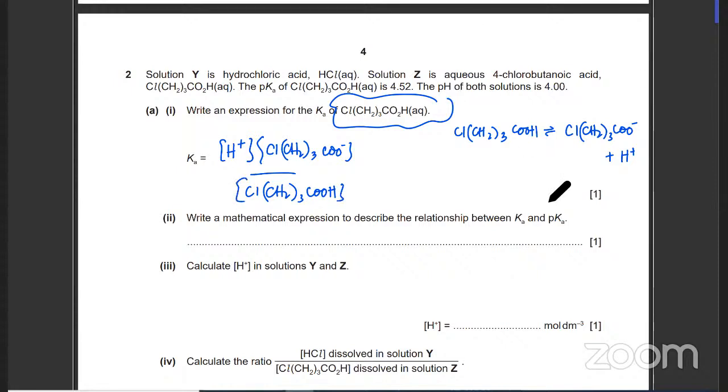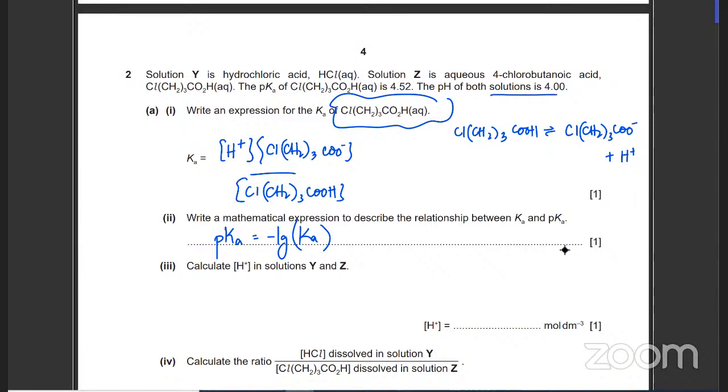So you okay, right? What's the mathematical relationship? pK is minus log of K. Calculate H plus 1.